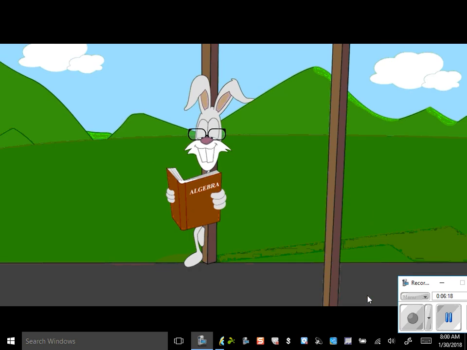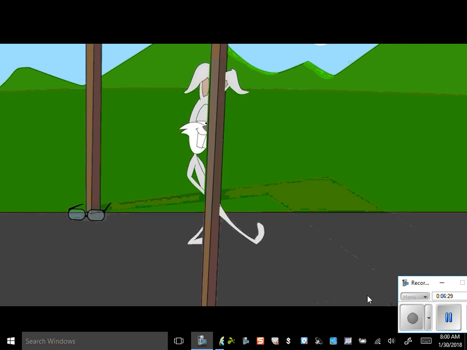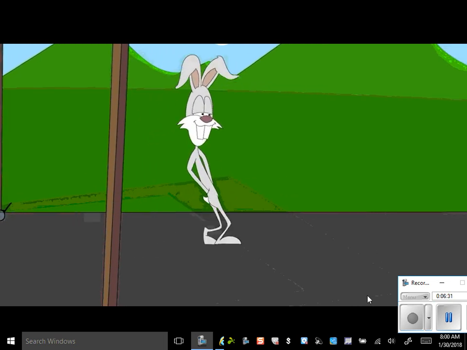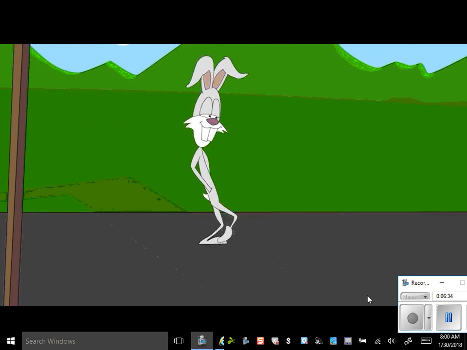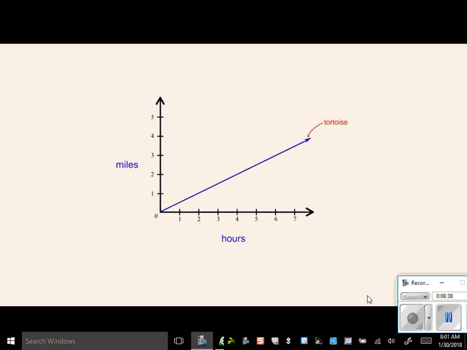4 hours after the race has begun, the hare finally finishes his algebra chapter. Even though the tortoise has obtained a significant head start, the confident hare decides to take it easy, since he knows that even casually strolling at 2 miles per hour, he will eventually pass the tortoise. So 4 hours after the race has begun, the hare is still 0 miles from the starting line. But from this point on, he travels at a constant speed of 2 miles per hour.